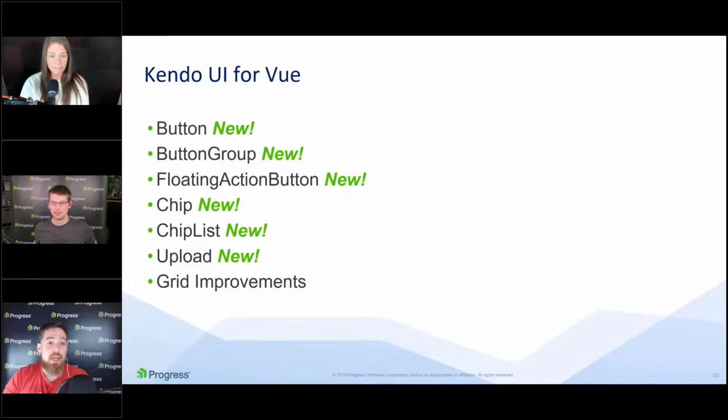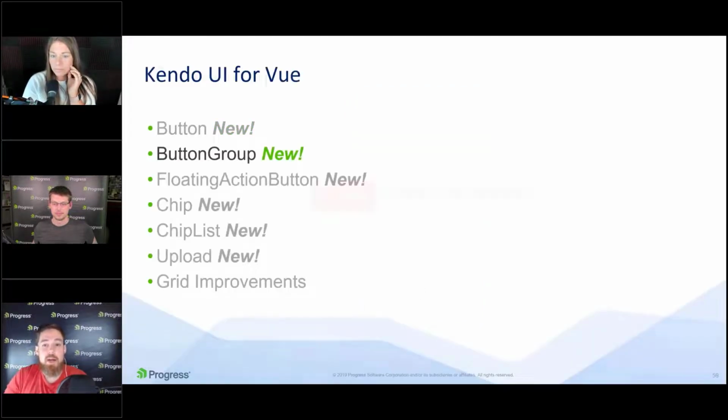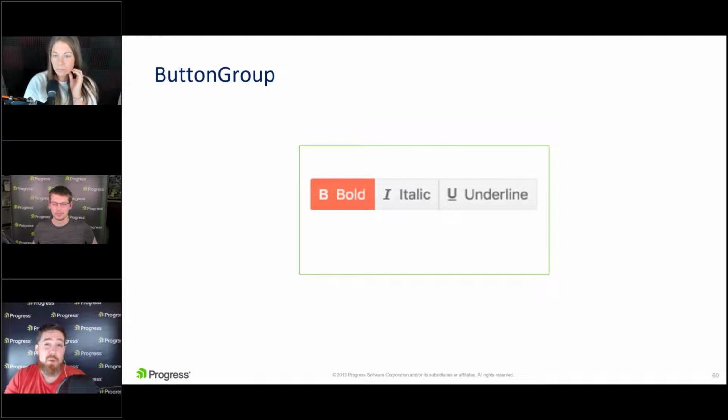But with R2, we added the button group, the floating action button, the ChipList, upload, and some grid improvements as well. So these are pretty quick to go through because the button is just like you think of, right? We have a button that's available in KendoUI, which can be a basic button. It can be a styled button. It can include icons and text as a mix. It can just be an icon if you like it to, right? It's fairly flexible. And then if we jump into the button group, it kind of extends on top of that and just provides a way to group multiple buttons together.